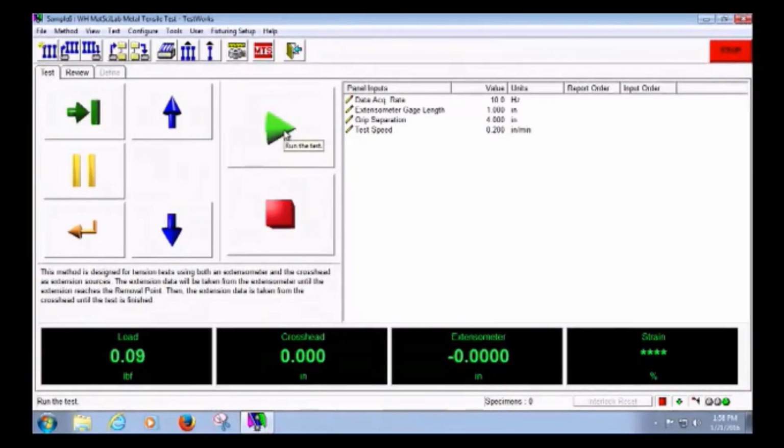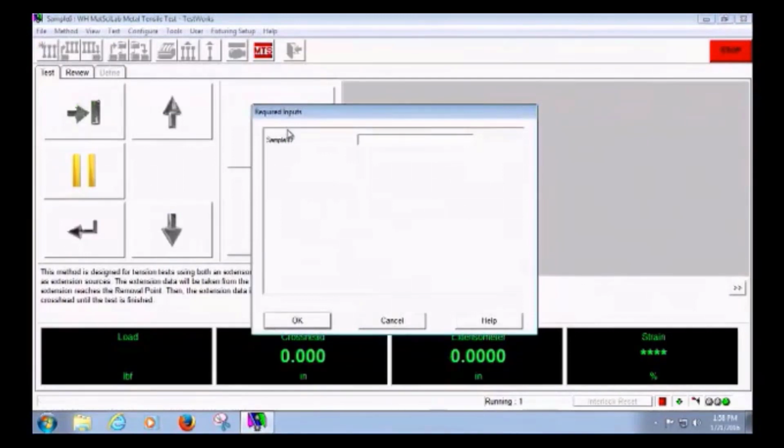To actually start the test, all we need to do is click on the big green play button to run the test. It's asking for our sample ID. That's the identification for the whole data file, not just a particular specimen. So we name that typically by the section number. And I'm going to call this section VR for video recording.